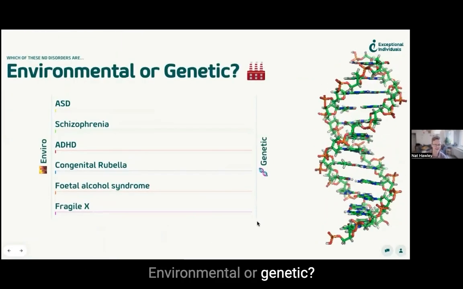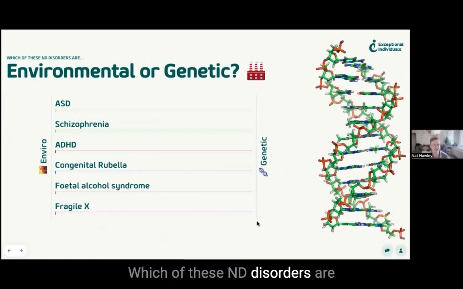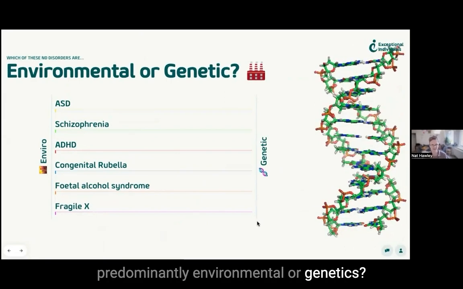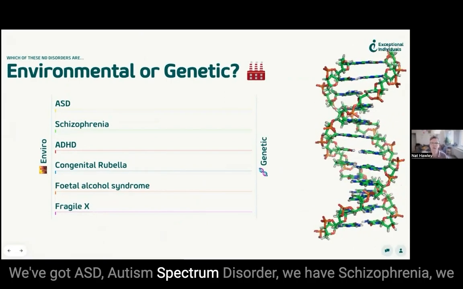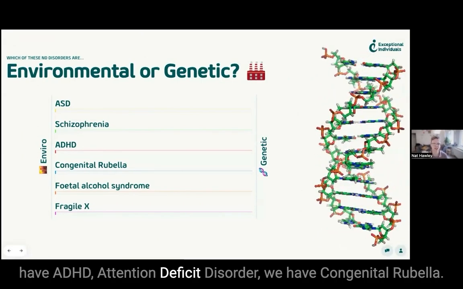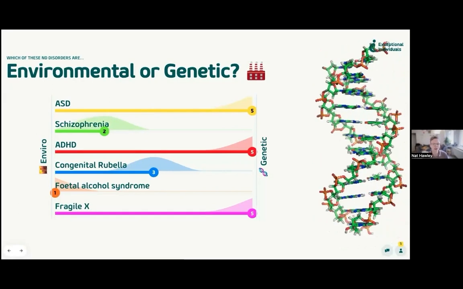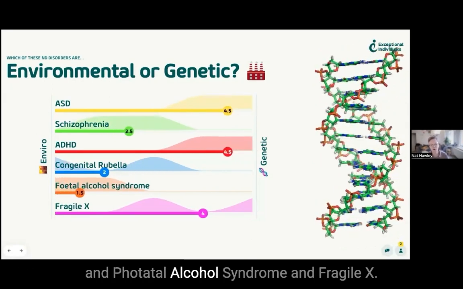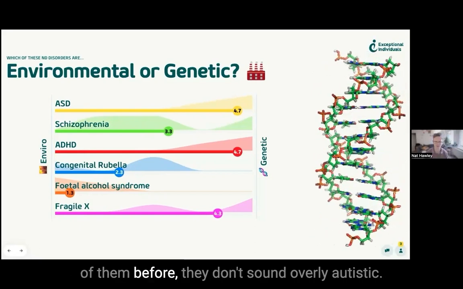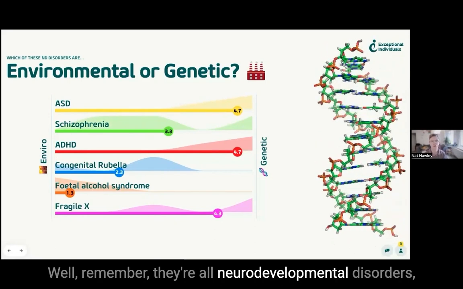Environmental or genetic? What are we thinking? Which of these ND disorders are predominantly environmental or genetic? We've got ASD, autism spectrum disorder. We have schizophrenia. We have ADHD, attention deficit disorder. We have congenital rubella and fetal alcohol syndrome and Fragile X. Now, some of these you might think, I've not heard of them before. They don't sound overly autistic. Well, remember, they're all neurodevelopmental disorders.